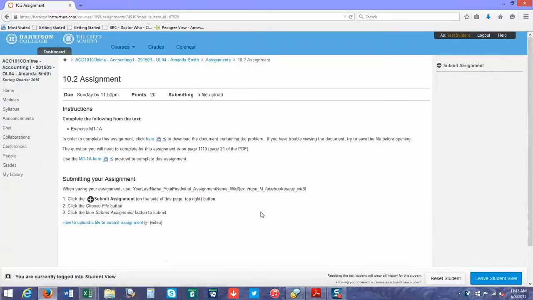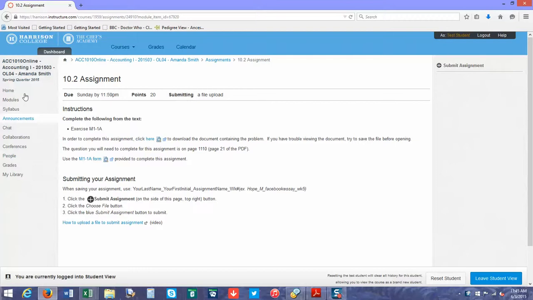Hi everybody, we're going to go over the module 1-1A. It is basically a combination journal, so we're going to combine all of the different journal entries onto one page. So it's actually less work in the long run.